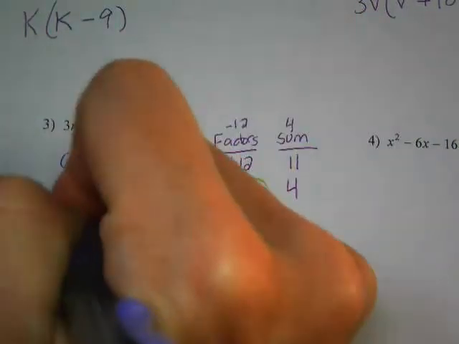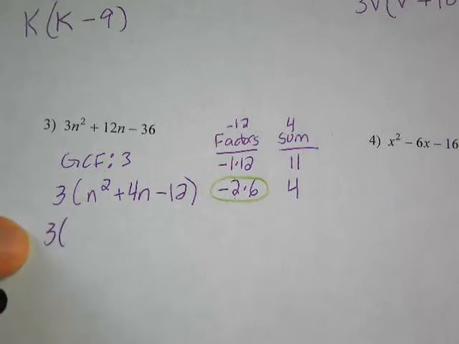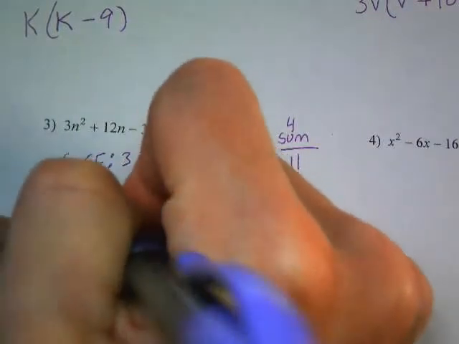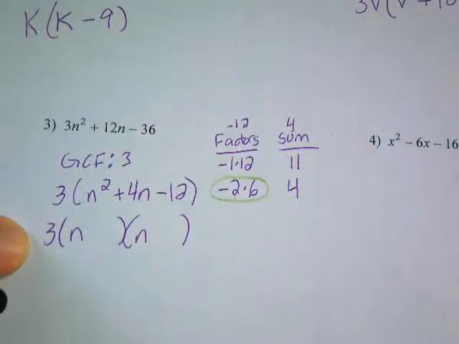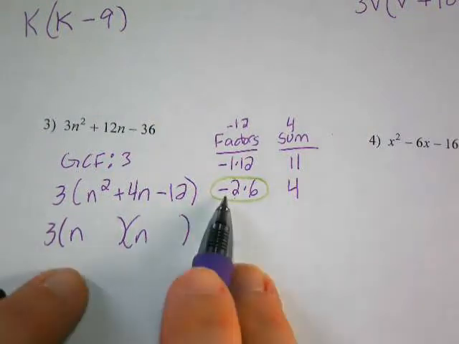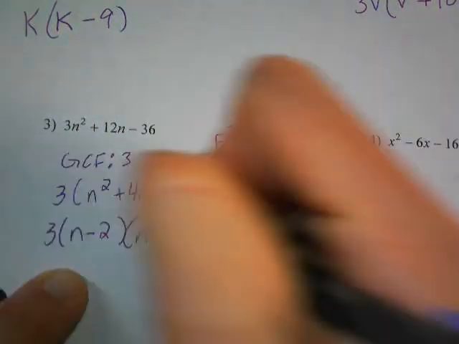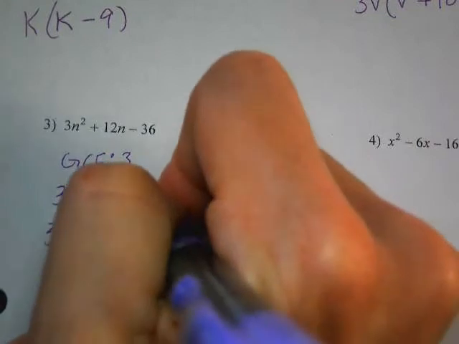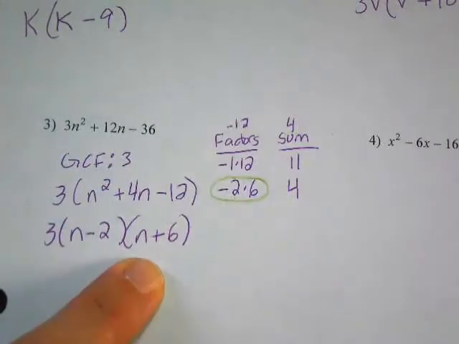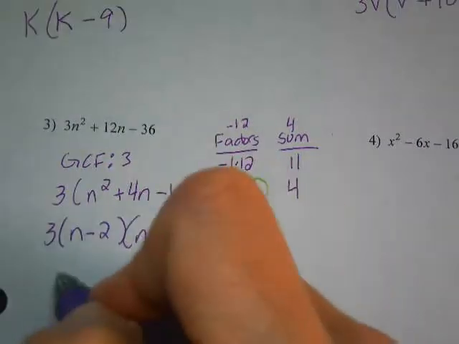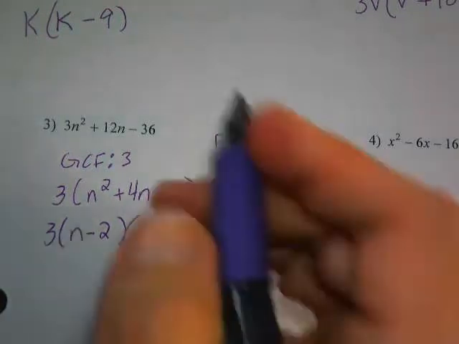So the 3 is still part of the game. You've got to bring it down. And then I've got a negative 2 and a positive 6. So this here is our final answer.